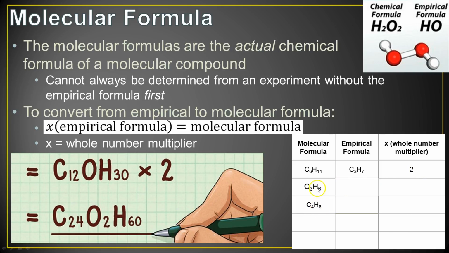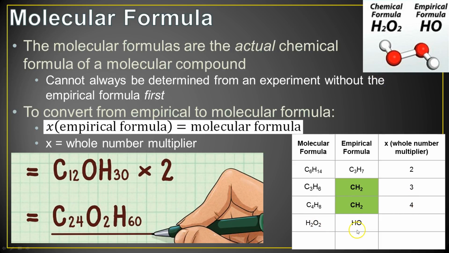C3H6, C4H8, putting these together, because it's important to note that they both have the same empirical formula. They both are CH2. It's just that this top one, propane, has a whole number multiplier of 3, and this one down here, butane, has a whole number multiplier of 4.